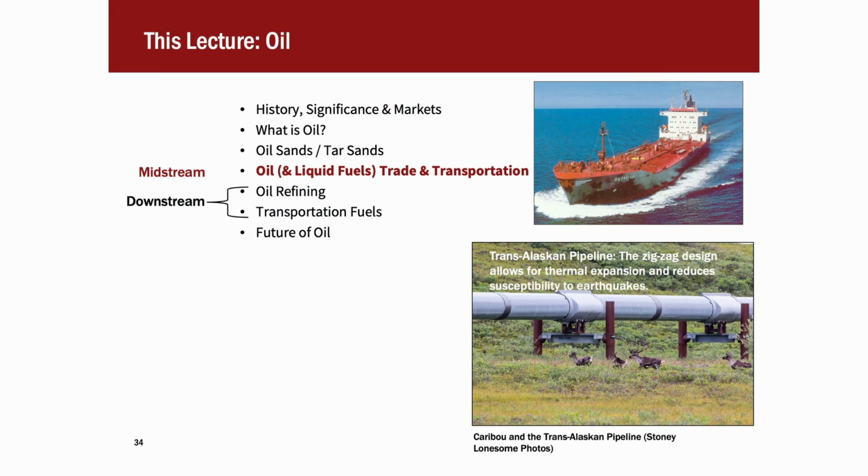All right, so let's talk about transportation of oil and then oil refining. So you guys saw the little video about the tanker. So tankers is how we're moving a lot of the oil around over the ocean. And then pipeline tends to be the main way we move it around over land. This is actually a picture of the Trans-Alaskan pipeline.